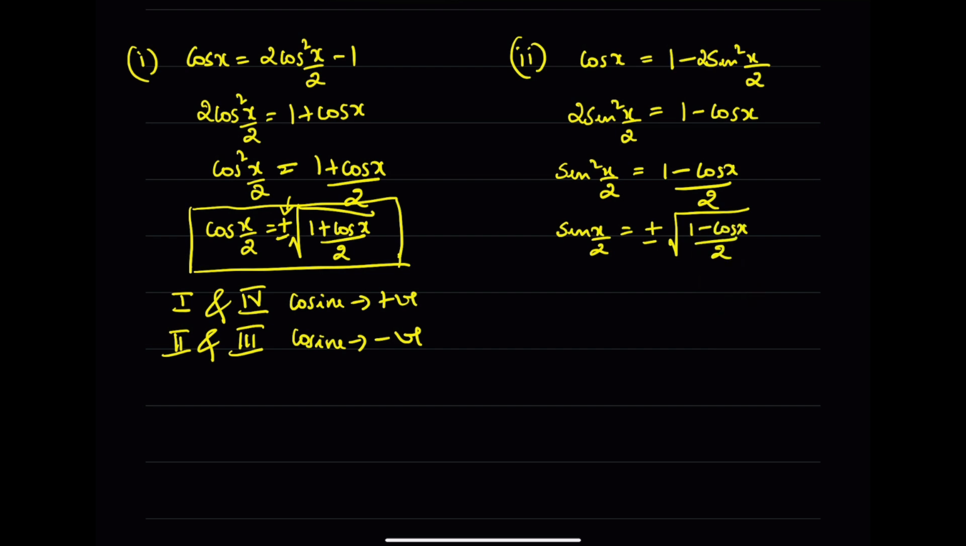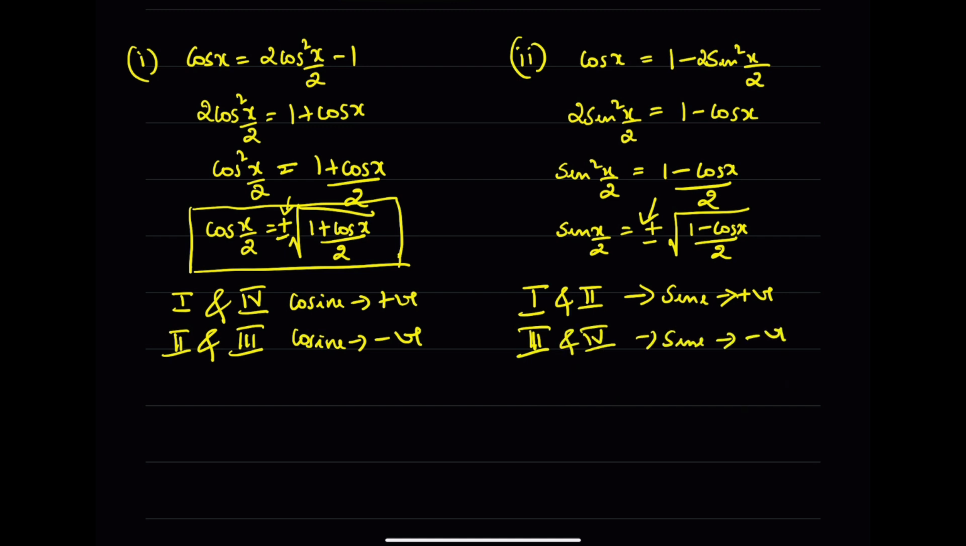Now sine is positive in the first and second quadrant. So depending on the angle, we can choose what sign the value will carry, and sine is negative in the third and fourth quadrant. So this is another variation of the formula. Sine of x by 2 is equal to plus or minus square root of (1 minus cos x) by 2.